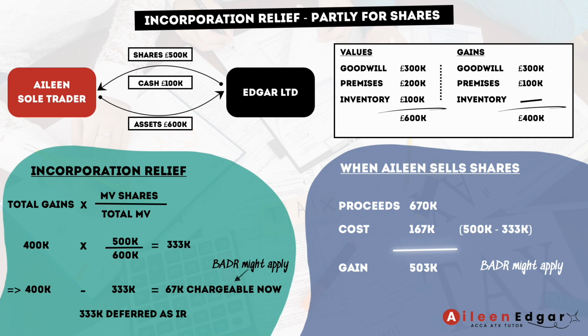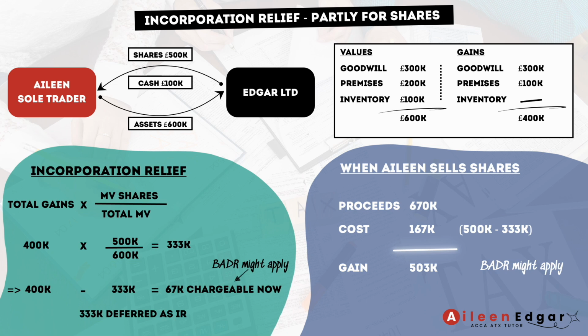Now, the 333,000 that I've deferred, that's going to reduce the cost of the shares from 500,000 down to 167,000. And so that's the cost figure that I'm going to use against the proceeds figure that I get when I sell my shares in the future. So say I get £670,000 in the future when I sold my shares. I would deduct from that 167,000 to get a gain of 503,000.